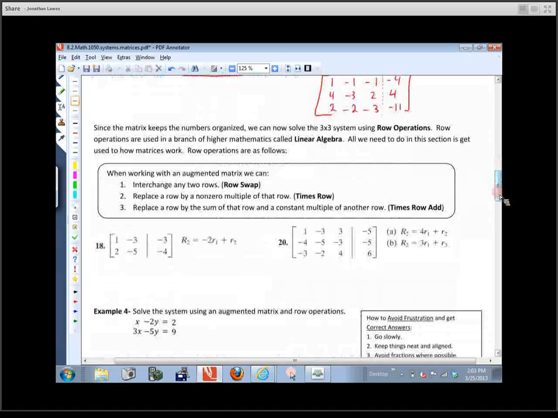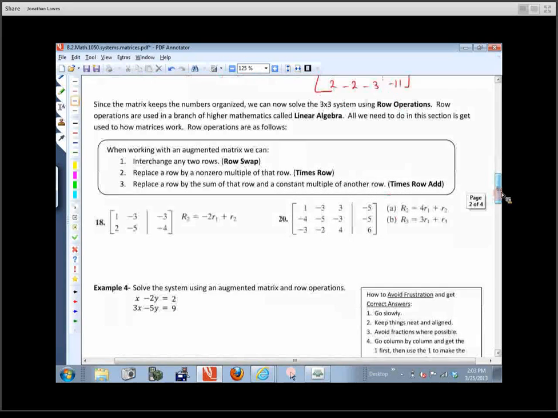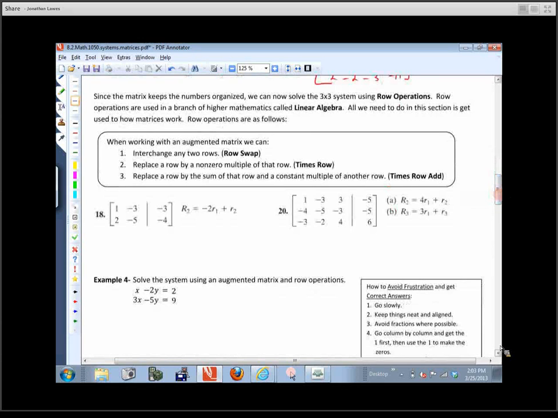Okay. So we're going to learn how to play a sick mathematical game. This game has 3 rules, and if you learn how to play this game the right way, you can solve a system of equations, a 3x3, a 4x4, a 5x5, whatever it is, using these exact same rules.